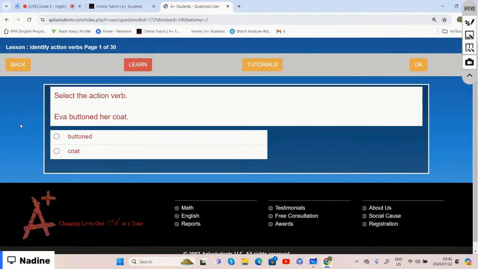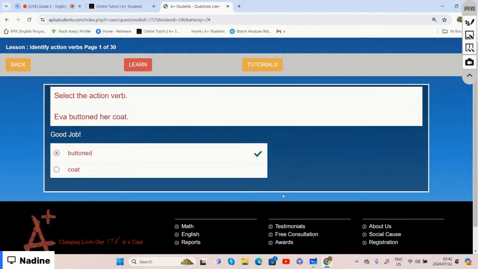All right, and if we were to choose the correct option, we would say Eva buttoned her coat. Buttoned is our correct option.